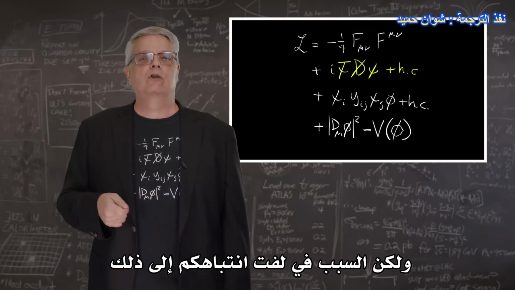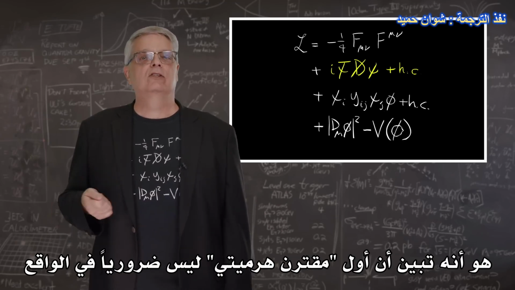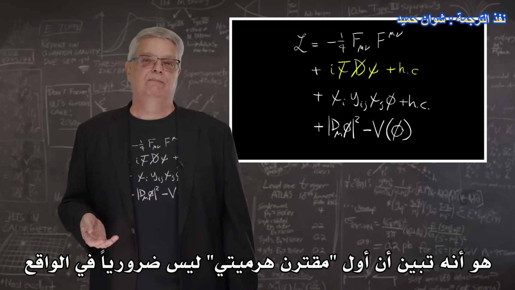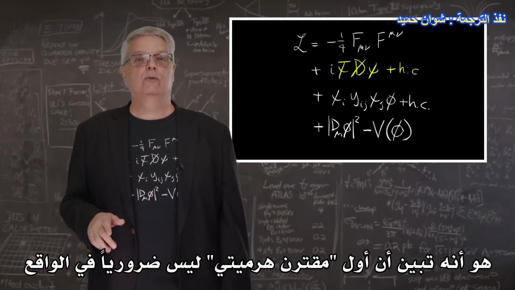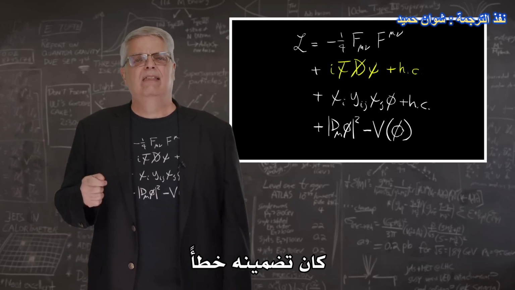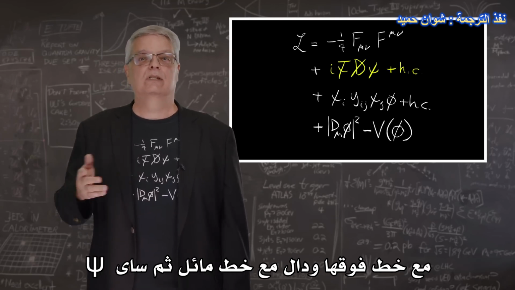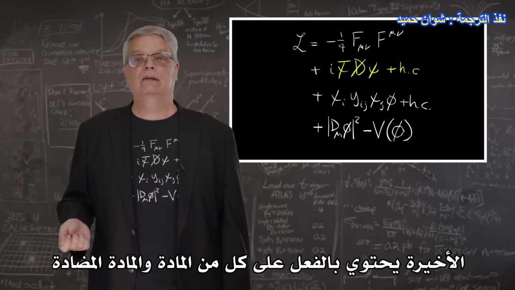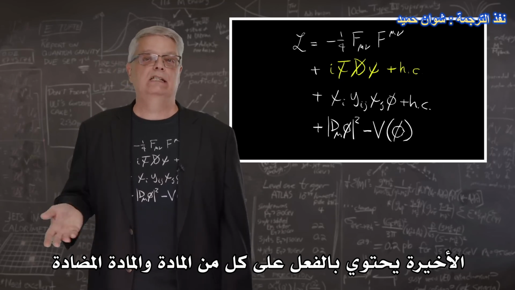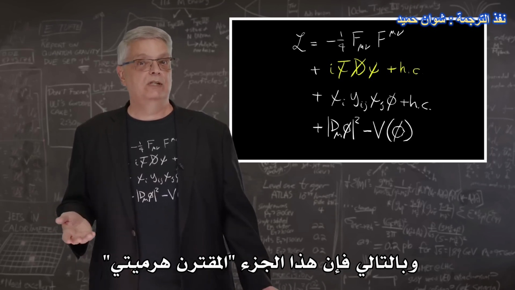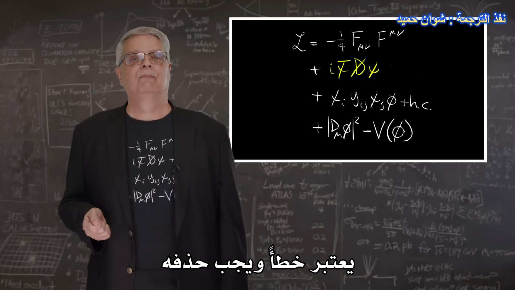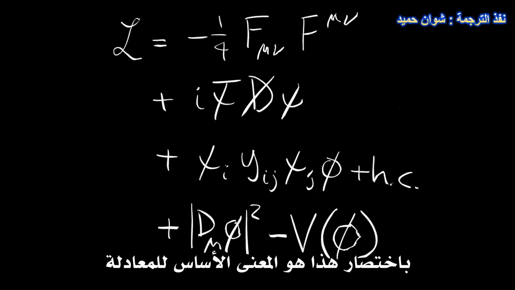However, the reason I'm drawing your attention to those is that it turns out that the first HC actually isn't necessary. In fact, it was a mistake to include it. That first bit, the I psi with a line over it, D with a slash in it, followed by a final psi, already has all of the matter and antimatter in it. So that HC is an oopsie and really should be erased. Okay, that's basically what the equation means.